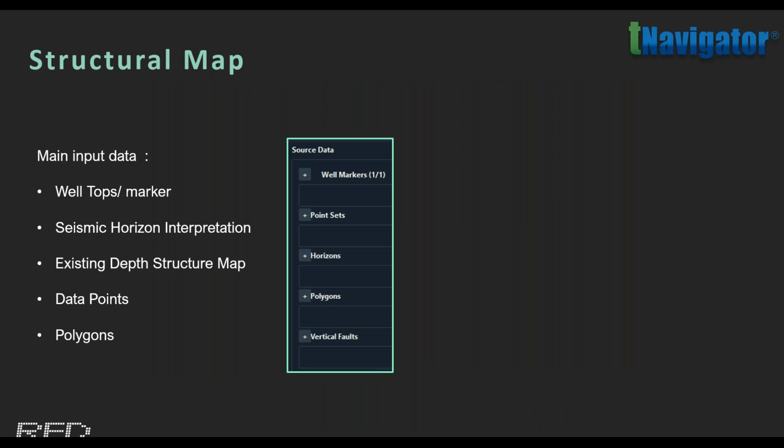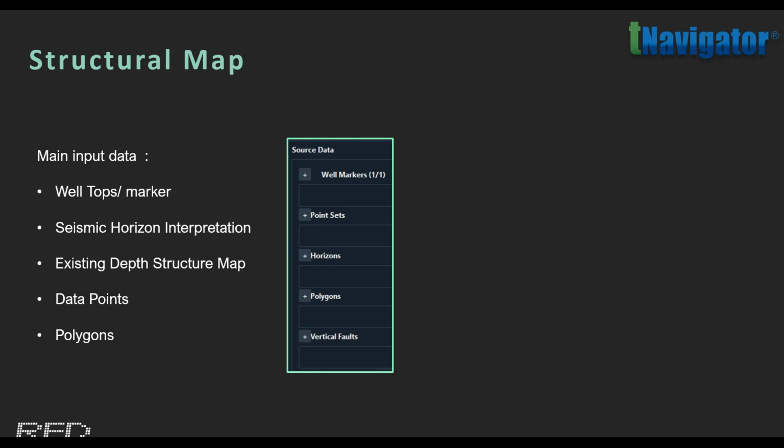Firstly, with the structural map, again, you can use any kind of input data. If you have your well tops, your markers, you can use that to build a depth structure map, right? If you have an existing seismic horizon interpretation, you can use that as well, whether you want to build it in time domain or depth domain, right? Or let's say you already have an existing depth structure map from other applications. You can do that as well.